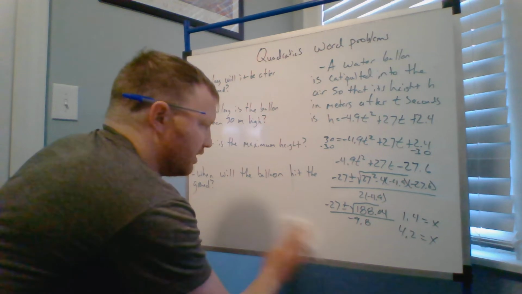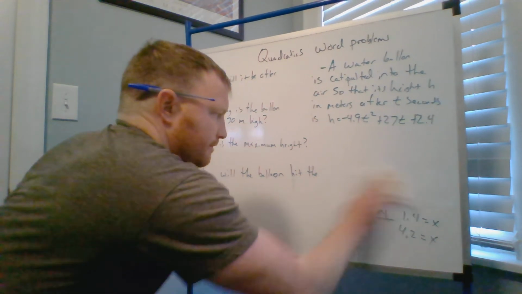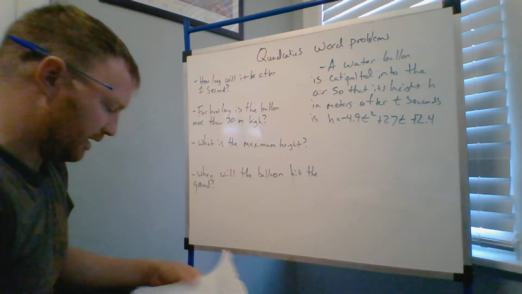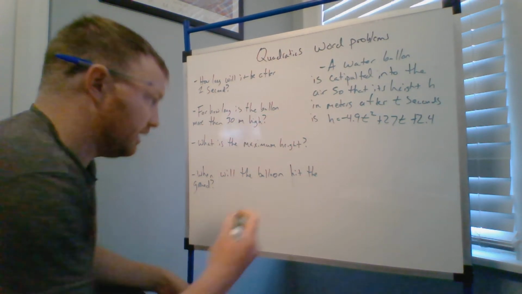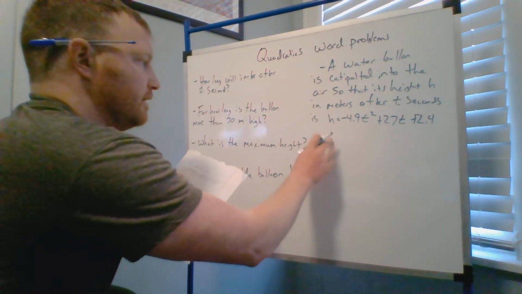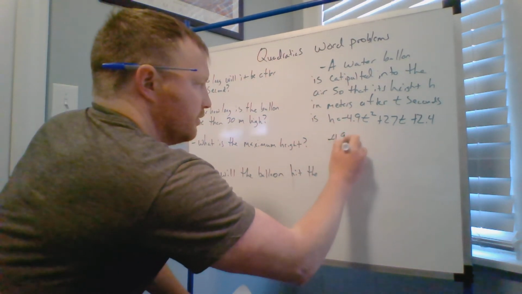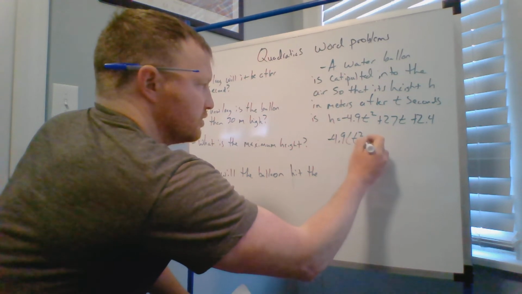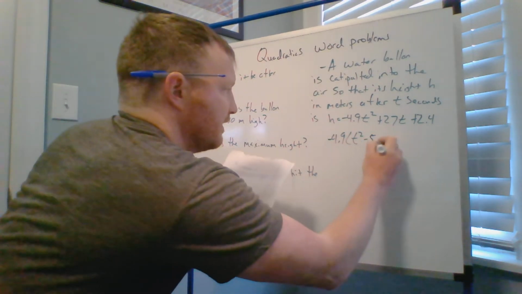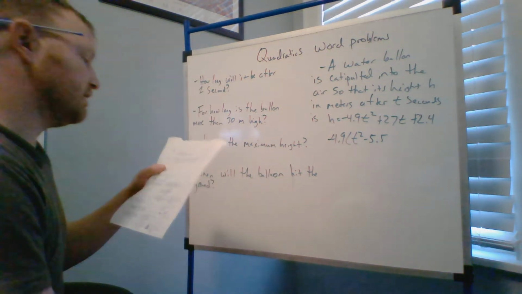And then the last 2 questions should look rather familiar to you. Maximum height is completing the square. So we already have the equation right here, and I'm going to start the first step. I'm going to divide negative 4.9 out of these 2 terms: negative 4.9 times t squared minus 27 divided by 4.9, which is about negative 5.5. Half of negative 5.5 is 2.75.